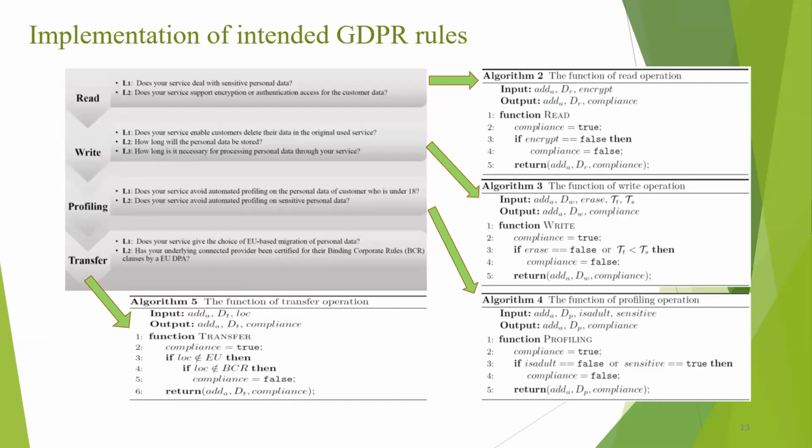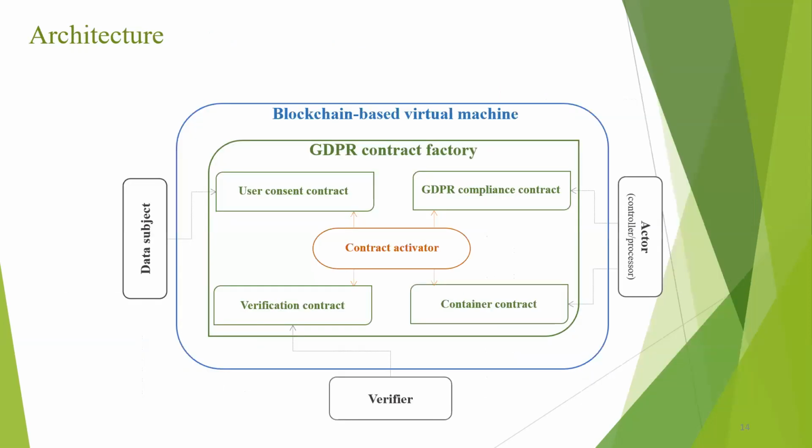So in the solution, we first classified the GDPR rules for the operations that can be performed by cloud providers on personal data. We classified the operations as read, write, profiling, and transferring in this case. We assigned the GDPR obligations, which we have as legal questions, to these operations. Then we translate these into algorithms or pseudocodes to track, for example, how we can check the compliance regarding each operation.